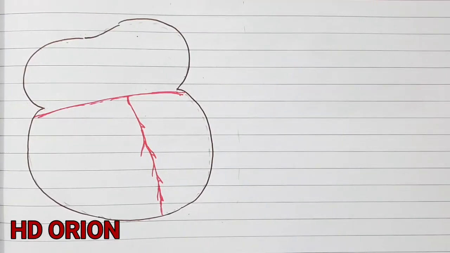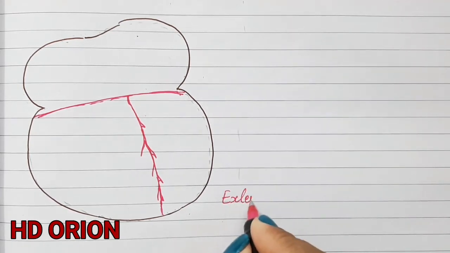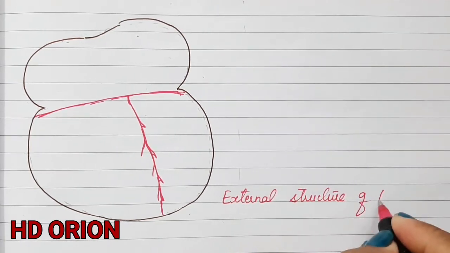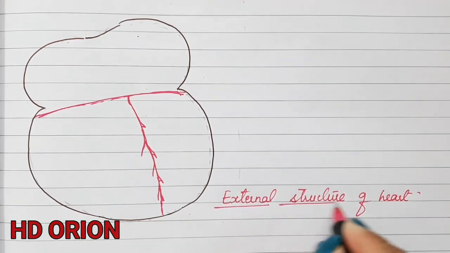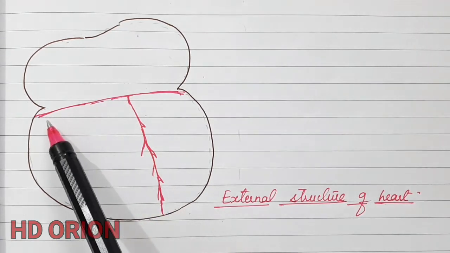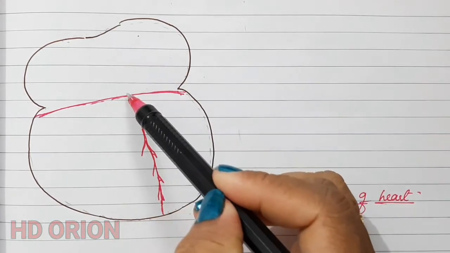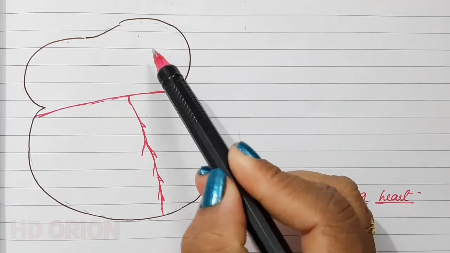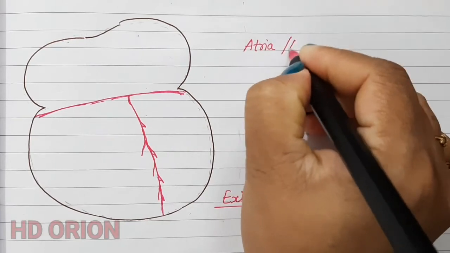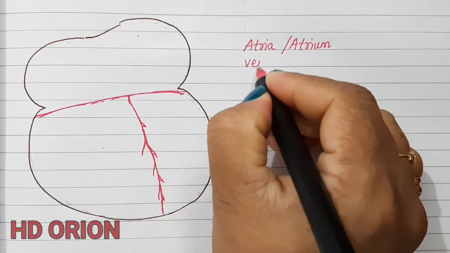Now let us study the external structure of the heart, how the heart looks externally. There are not many things that we can show externally. However, the heart has 4 chambers. The above 2 chambers are called atria, but there is no sulcus which shows the difference between the 2 atria. The upper 2 chambers are called atria. The singular is atrium. And the lower 2 chambers are called ventricles.